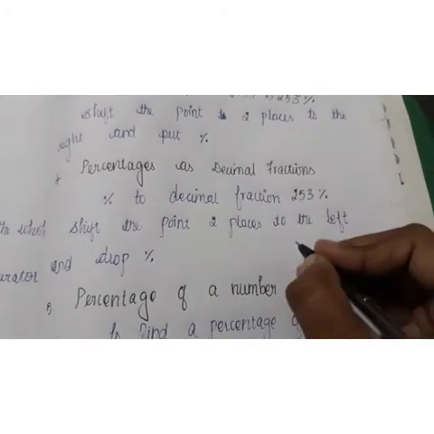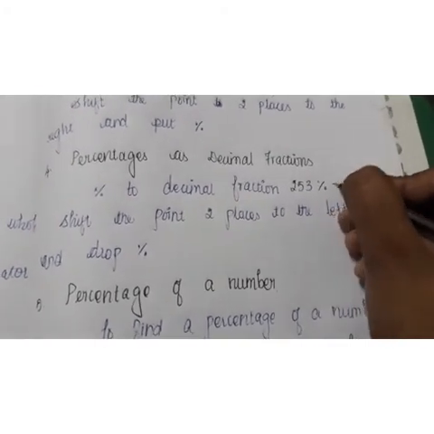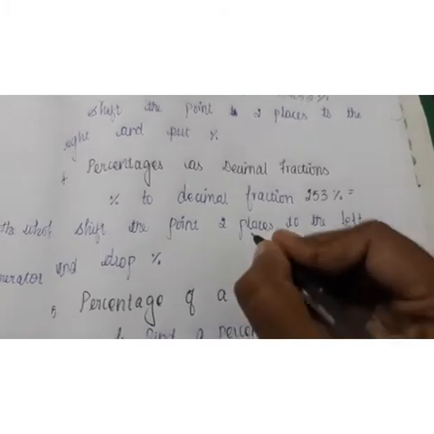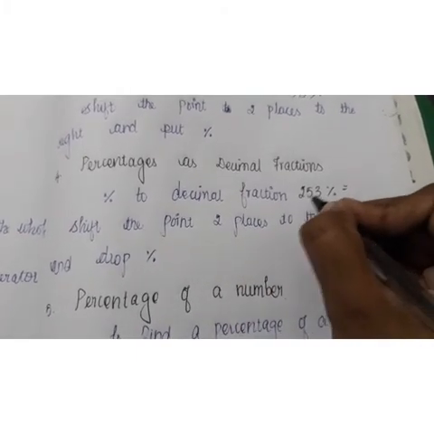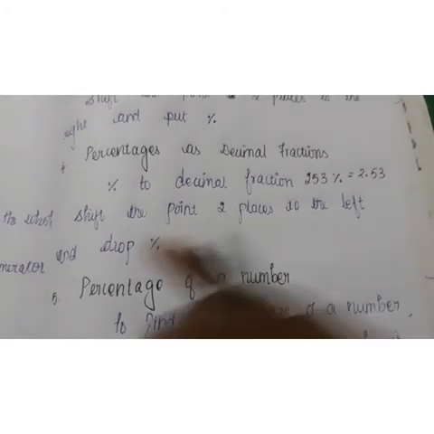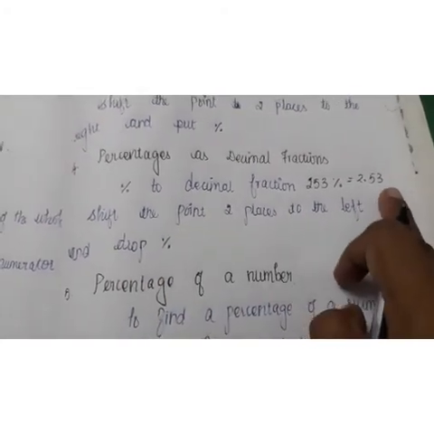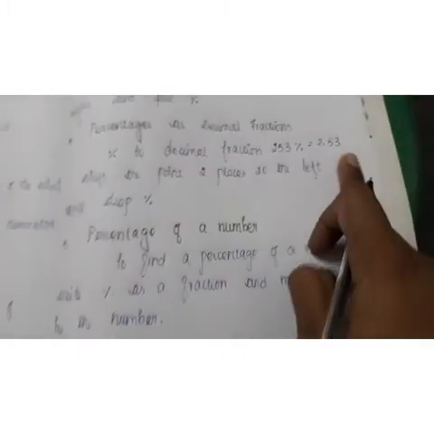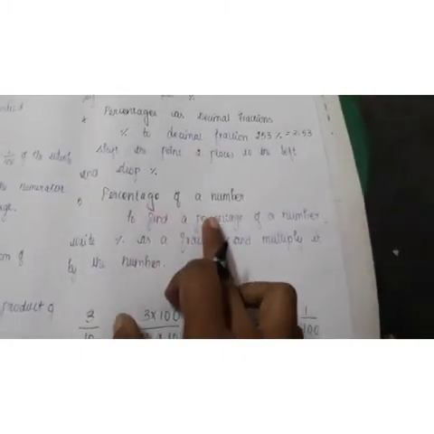So it will become 2 point, see, shift the decimal 2 places to the left, 1, 2. So before 5 you put the decimal point and drop the percentage symbol, so 2.53. Then you can see here percentage of a number.